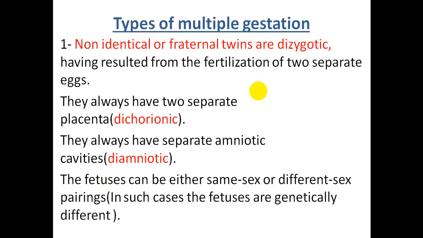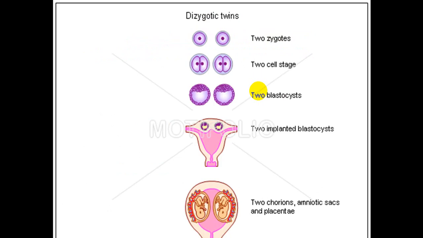Types of multiple gestation. To start with, non-identical or fraternal twins result from the fertilization of two separate eggs. They always have two separate placentae, dichorionic, and two separate amniotic cavities, diamniotic. The fetuses can be of the same sex or different sex. In such cases, the fetuses are genetically different. This diagram revealed the dizygotic twin.